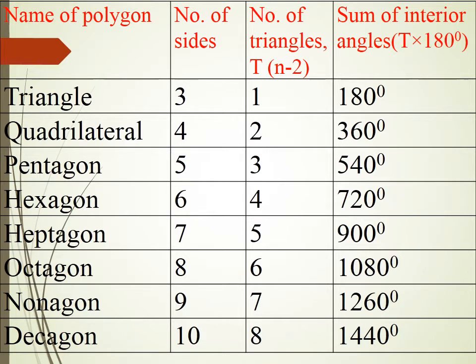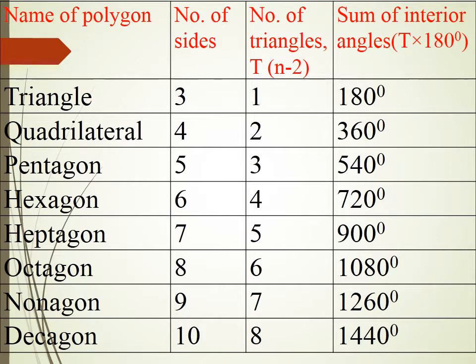A hexagon has 6 sides. The number of triangles is 4. The sum of the interior angles is 720 degrees. A heptagon has 7 sides. The number of triangles is 5. And then the sum of the interior angles is 900 degrees. An octagon has 8 sides. The number of triangles is 6. The sum of the interior angles is 1080 degrees.